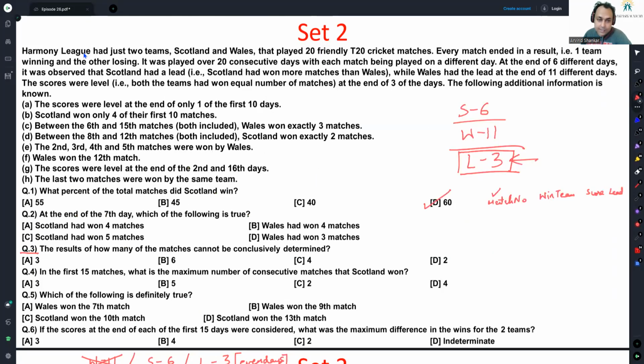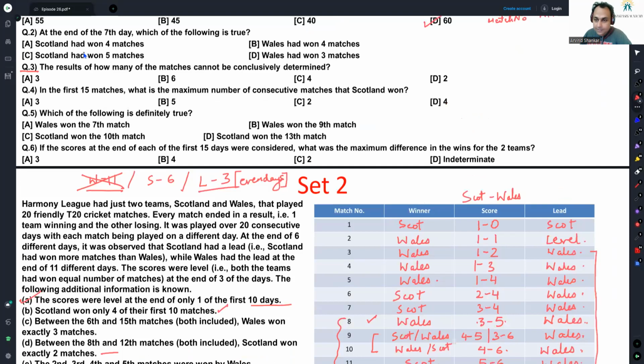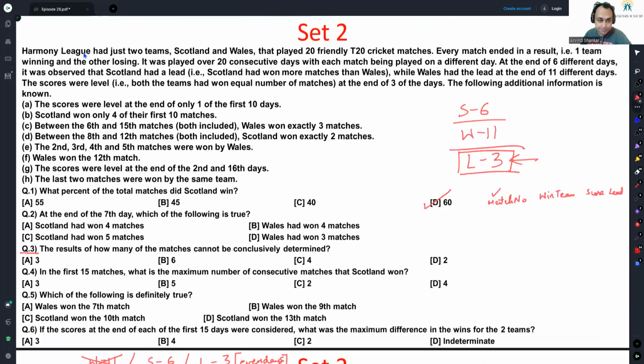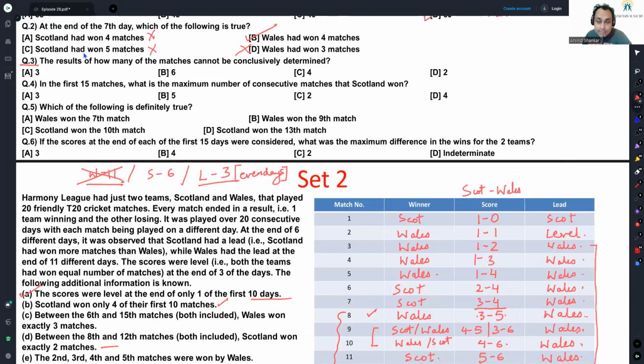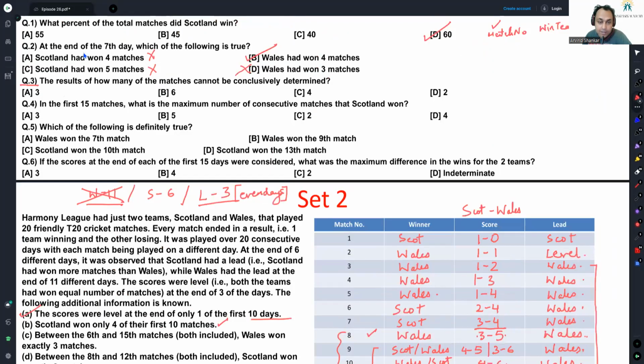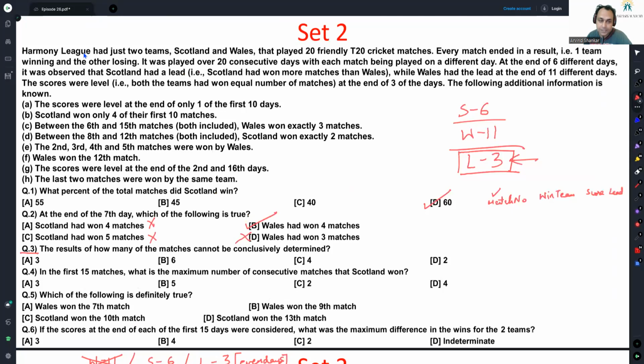At the end of the 7th day, which of the following is true? At the end of the 7th day, scoreline was 3-4. Scotland had won 3, Wales had won 4. Scotland had won 4 matches, no. Scotland had won 5 matches, no. Wales had won 4 matches, yes. Wales had won 3 matches, no. Answer is option B. The results of how many matches cannot be conclusively determined? The results of matches cannot be conclusively determined for match 9 and 10. So there are 2 matches. Answer should be option D.